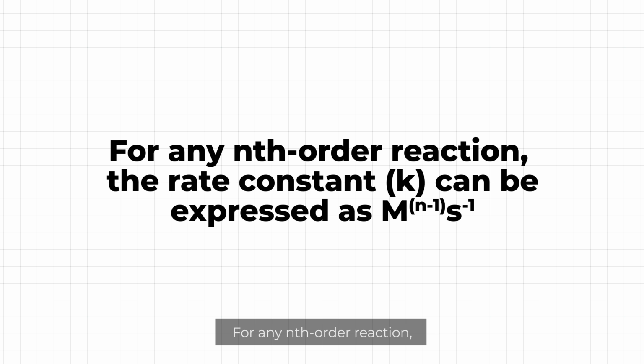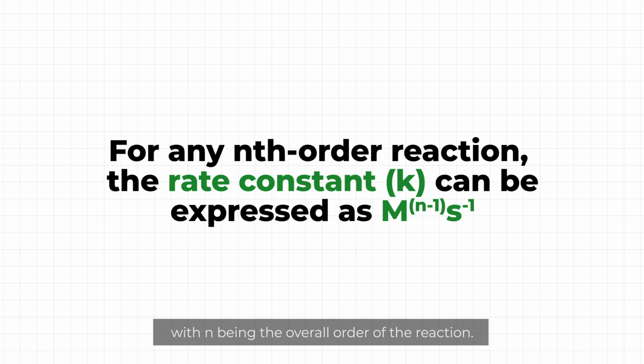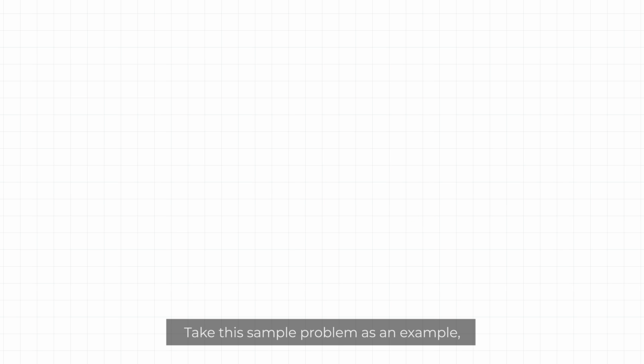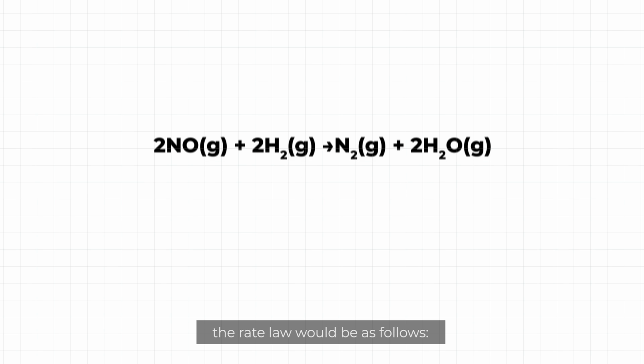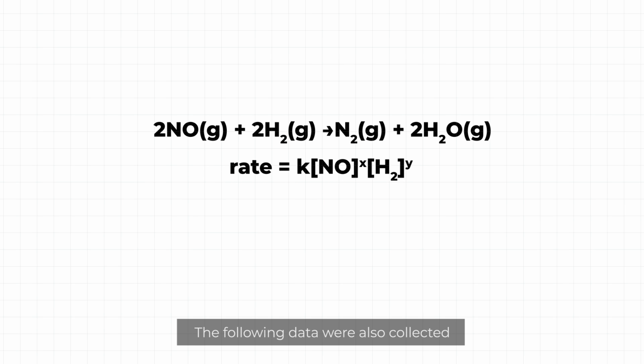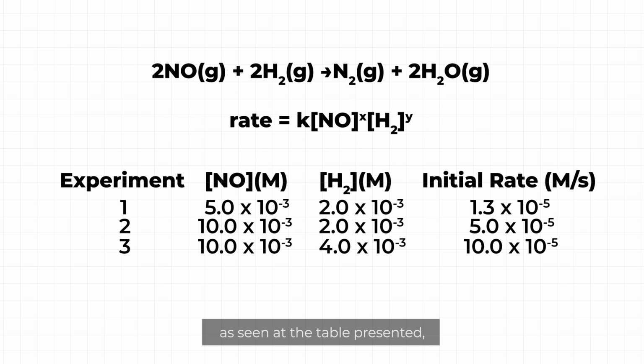For any nth order reaction, the rate constant k can be expressed as M raised to 1 minus n times s raised to negative 1, with n being the overall order of the reaction. Take the sample problem as an example. For the chemical equation shown on the screen, the rate law would be as follows. The following data were also collected as seen at the table presented.